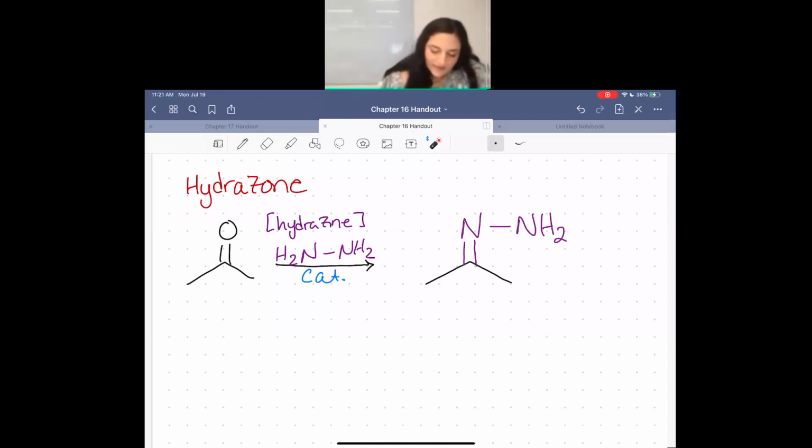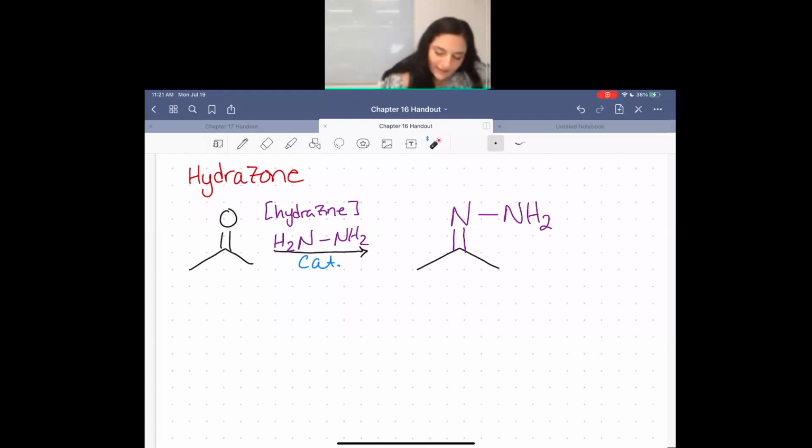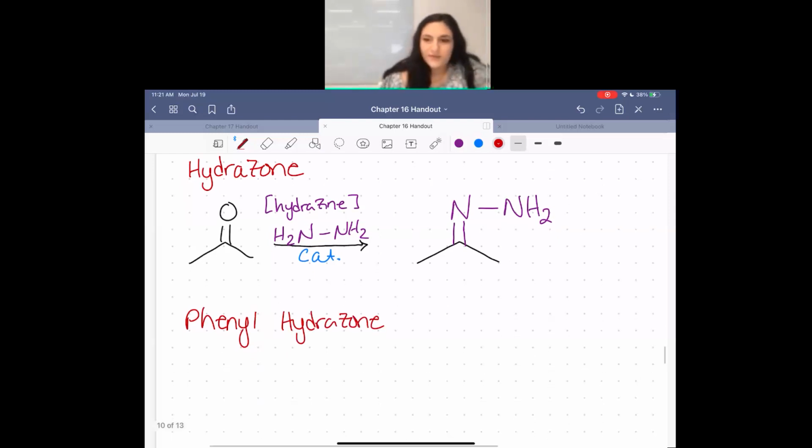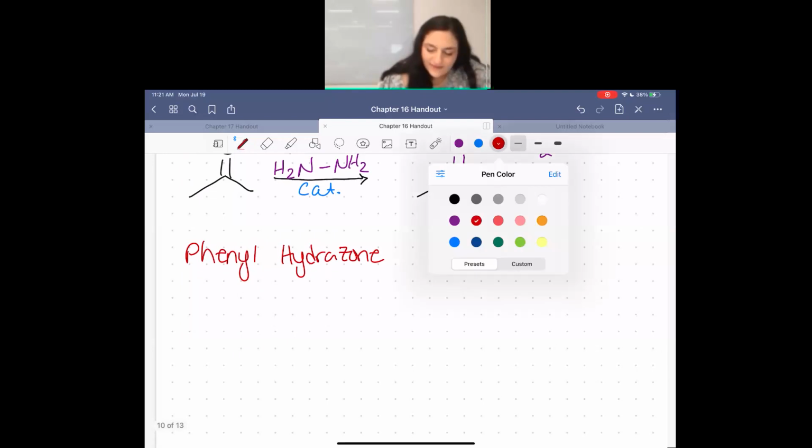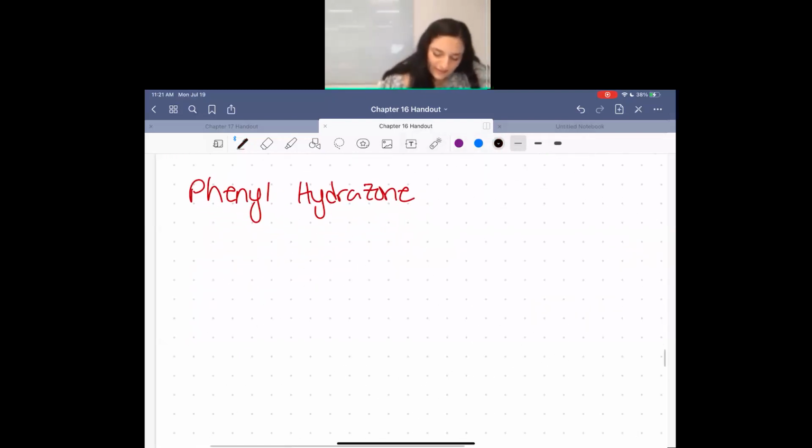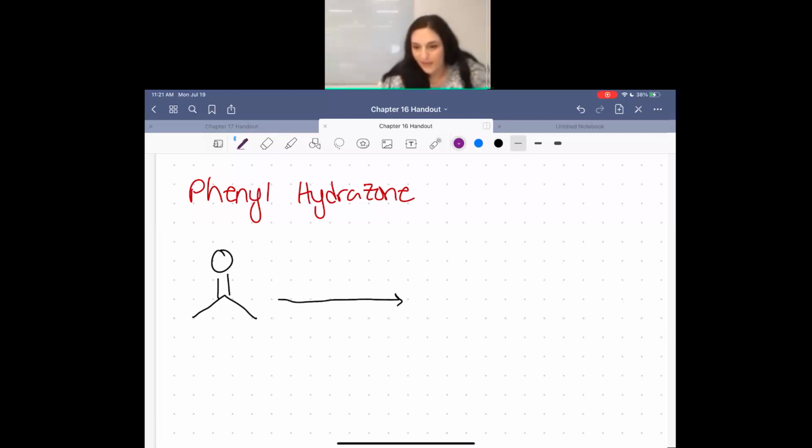Cool. So after the hydrazone, we have a reaction that's almost exactly the same, and it is called the phenylhydrazone. And the phenylhydrazone is only different in that we have a lovely phenyl group attached to our hydrazine. Once we attach a phenyl to our hydrazine, what's the new name? Phenylhydrazine, exactly.